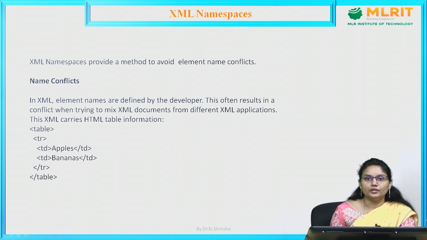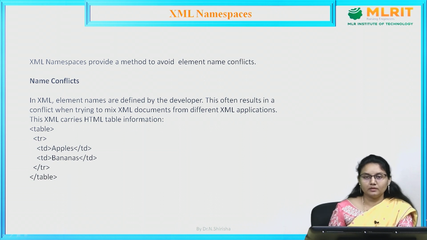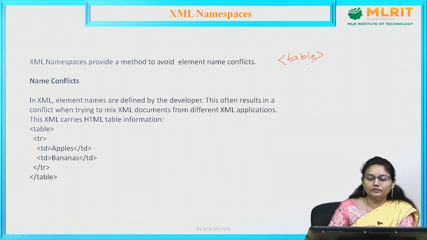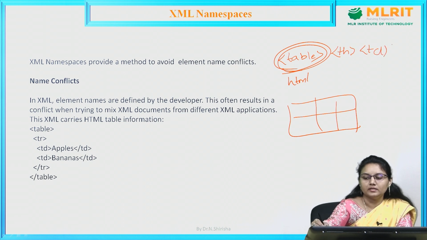Suppose XML can be used for defining user-defined tags, and I am defining a table tag like this. In HTML, a table tag has a definition: you get a table in terms of rows and columns, where you use th, td and tr as subtags of your table tag.